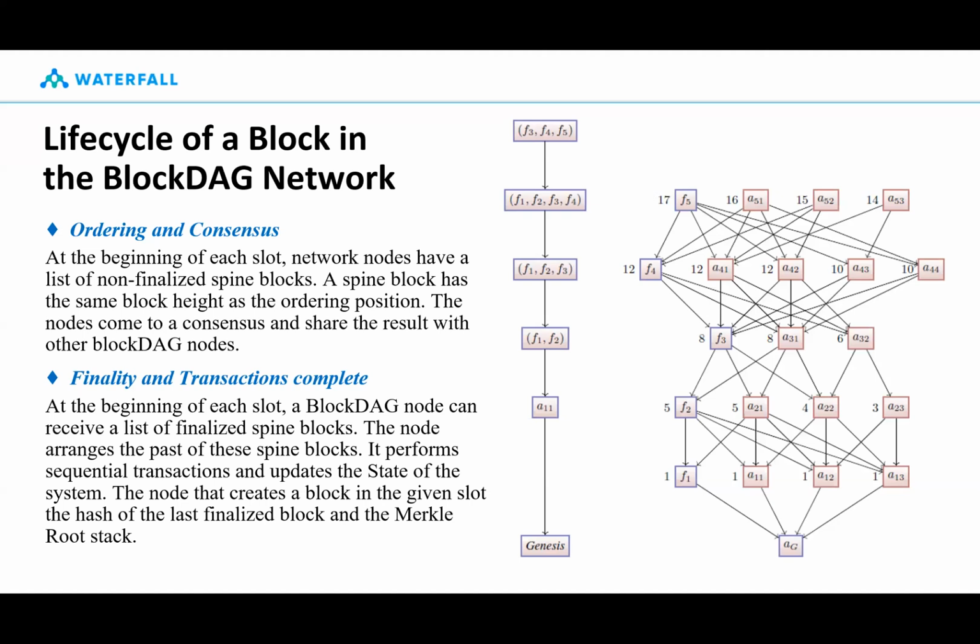At the beginning of each slot, the coordinating network receives a list of non-finalized spine blocks from the shard network. Members of the coordinating networks come to a consensus and share the result with the shard network nodes to finalize. The nodes perform sequential transactions and update the state of the system. At the beginning of each slot, the node receives a list of finalized spine blocks and arranges their history. Sequential transactions are performed and the state of the system is updated. The node that creates a block in a given slot is determined by the hash of the last finalized block at the Merkle root stack.